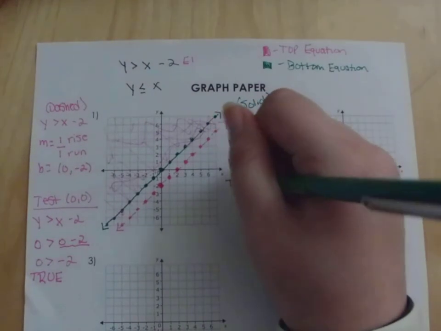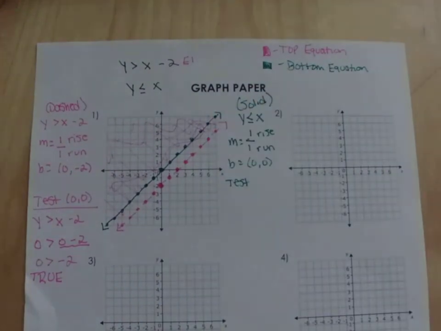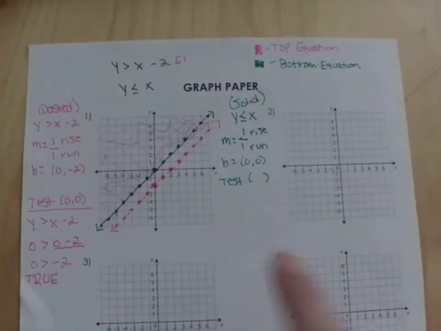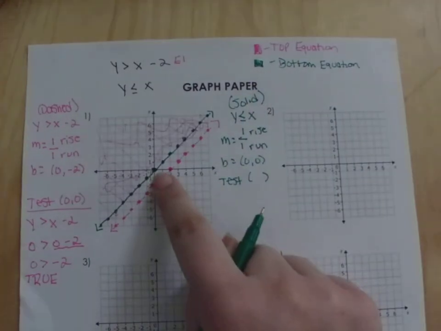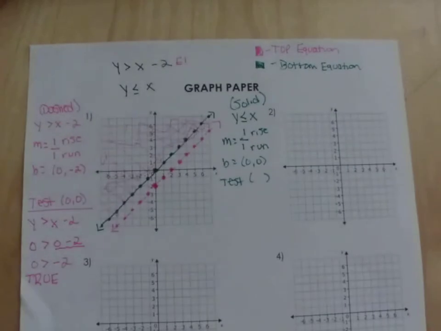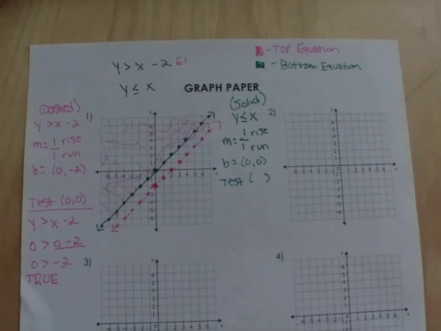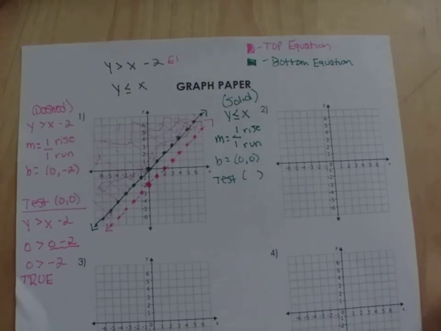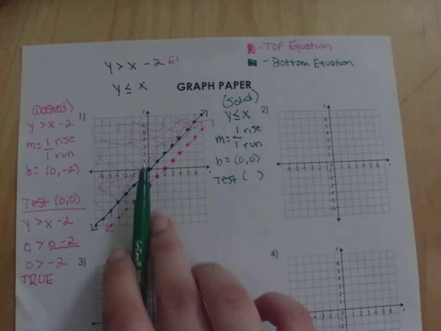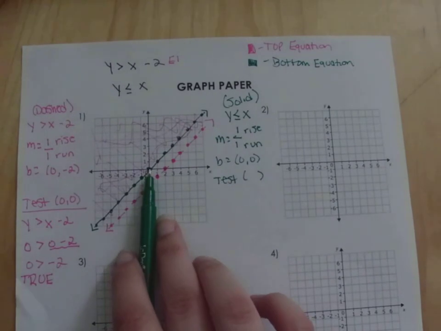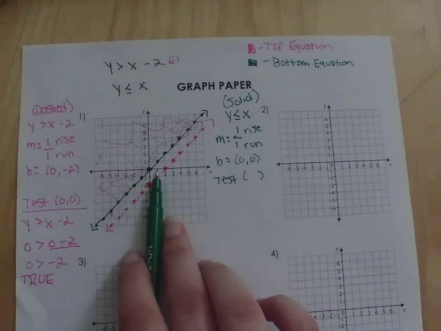Now our test here is a little bit different. Normally we would test 0, 0, right? But 0, 0 falls on this line. So we know 0, 0 is going to work because it's a point on our line. So that means we have to test a point that is not on our line. So let's make this as simple as possible. Instead of 0, 0, let's just move 1 point over. That point isn't on our line, and it's one that we can test.